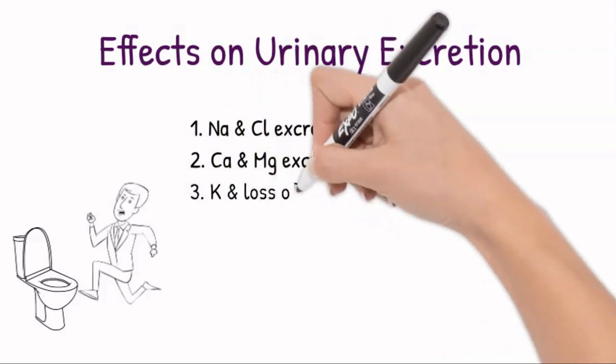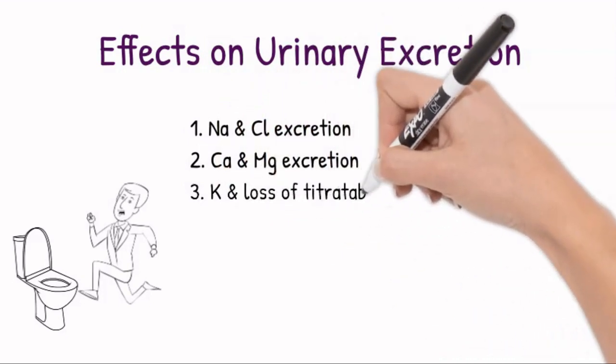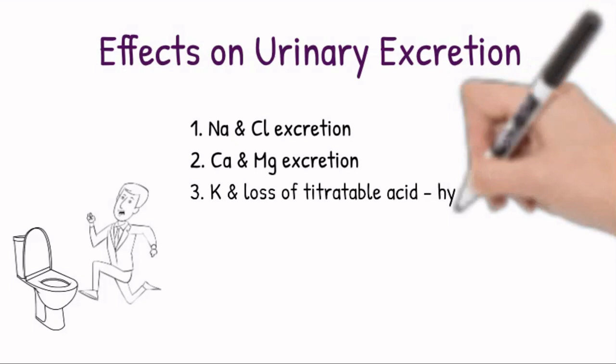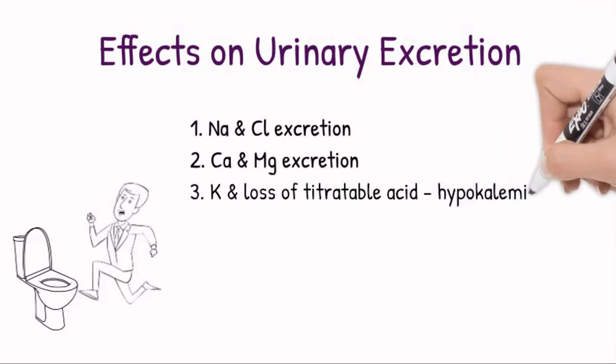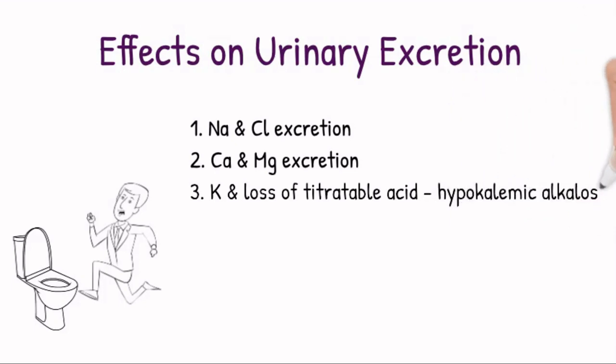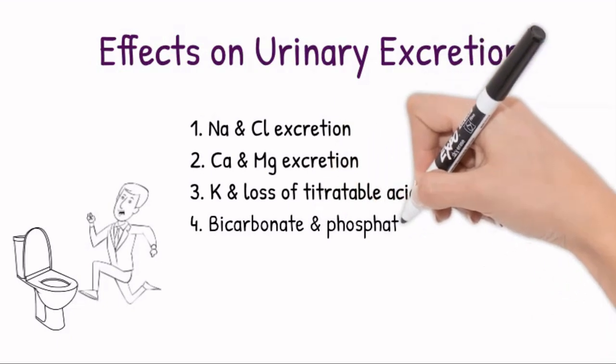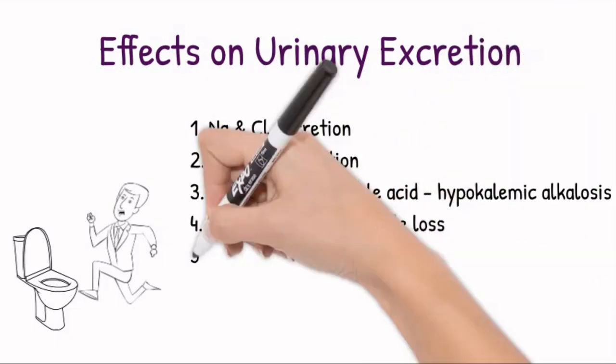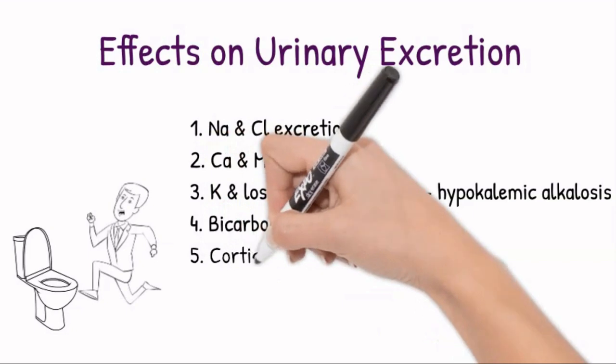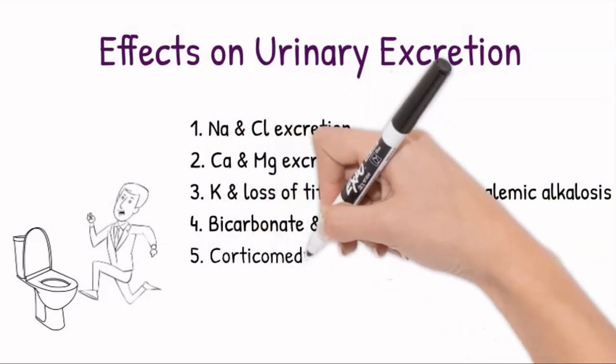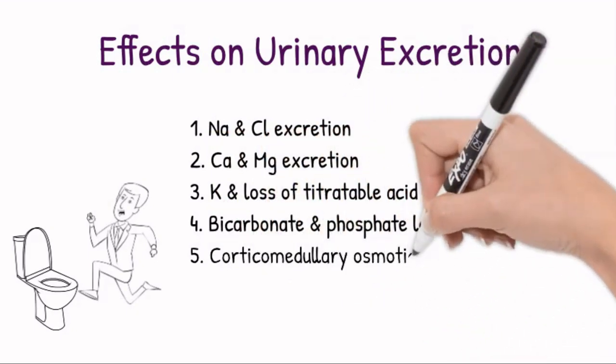There is loss of potassium and titratable acid in the urine, resulting in hypokalemic alkalosis. This is because of enhanced delivery of sodium to the distal tubule, resulting in excess loss of potassium and titratable acid. Furosemide has weak carbonic anhydrase inhibitory property, that's why bicarbonate and phosphates are lost, and also the corticomedullary osmotic gradient is abolished.